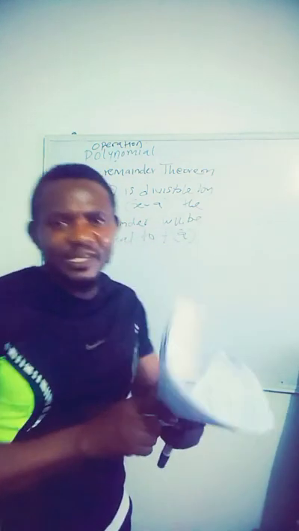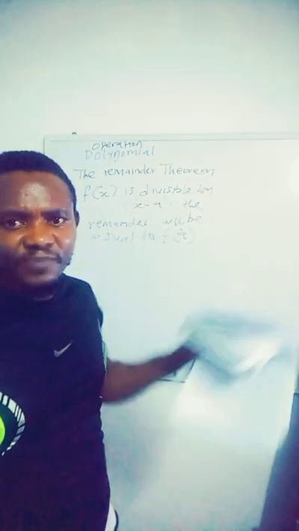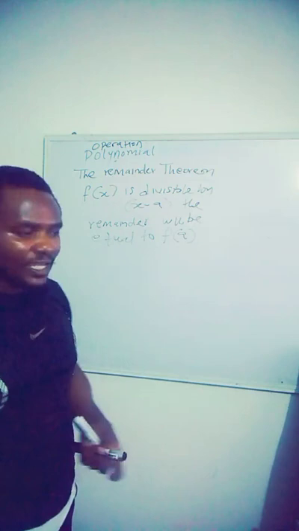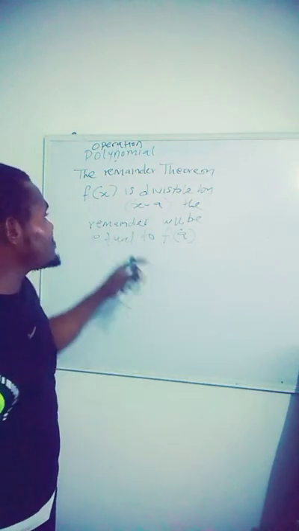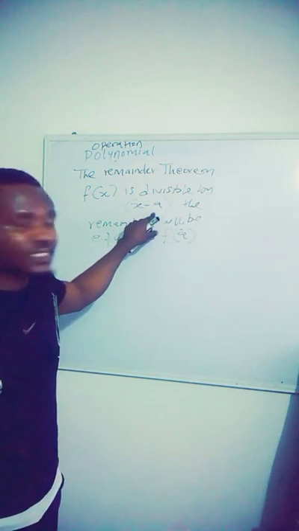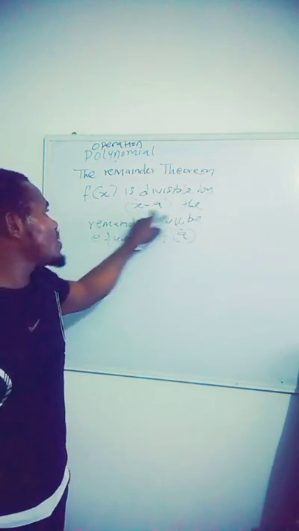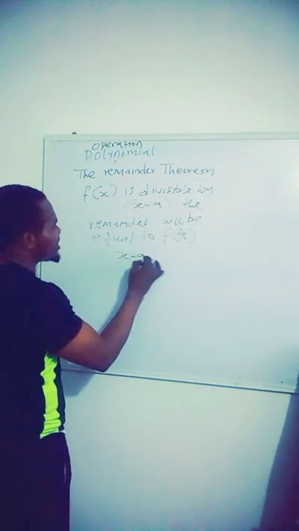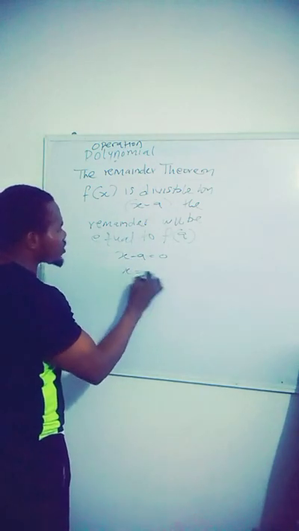So whenever you are given, like what you have been dividing, they told you that a particular expression is being divided by a certain factor, such as this, you are going to equate this one to 0. That is what I am saying. You say x minus a equals 0. So x equals a.